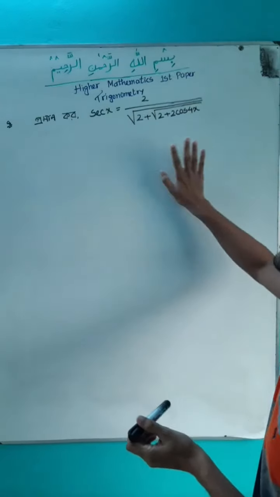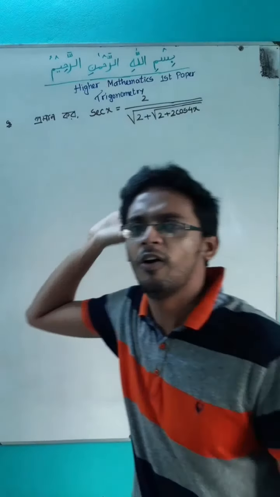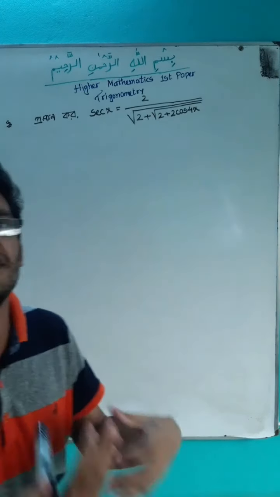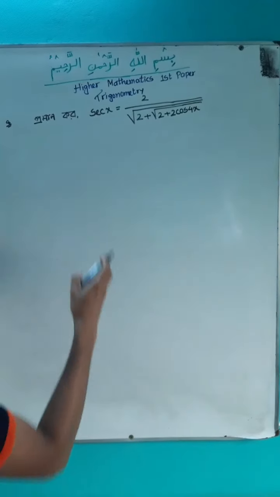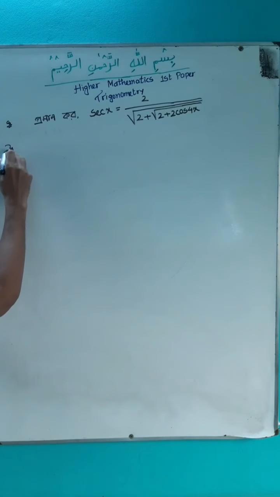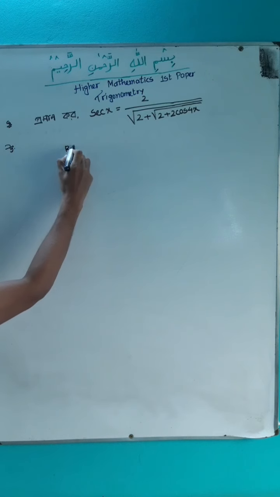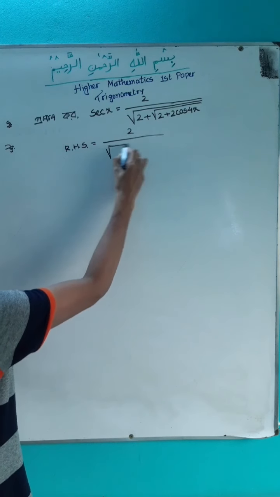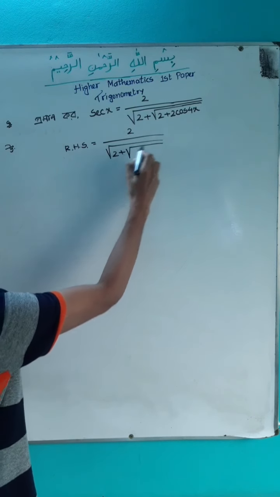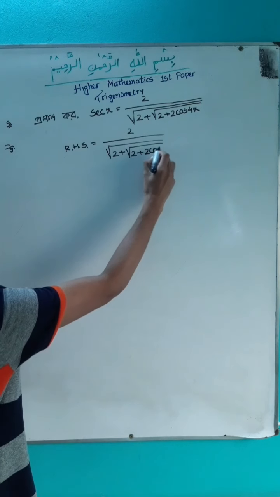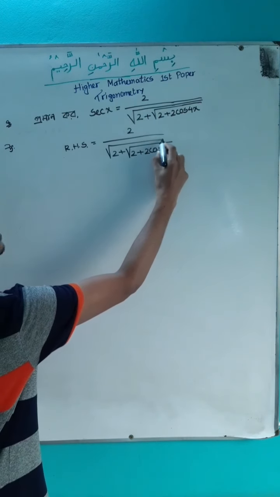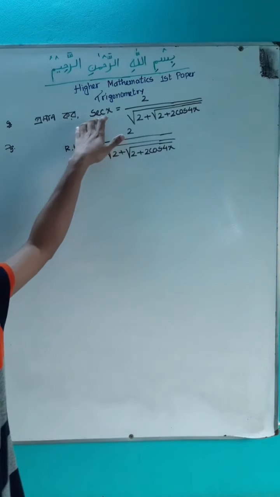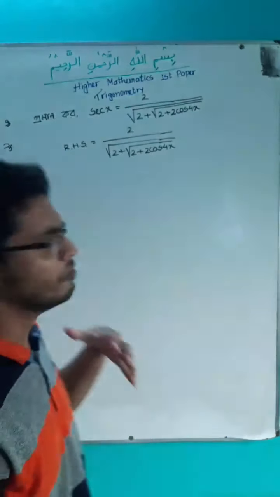Now, before starting the math, we can start from left hand side or we can start from right hand side. But here, we will start from right hand side. This may ease the pressure before solving the problem. So, we will start from the right side. Square root of 2 plus square root of 2 plus 2 cos 4x. The ultimate goal is to get sec x. Sec x means 1 divided by cos x. We will get the term.